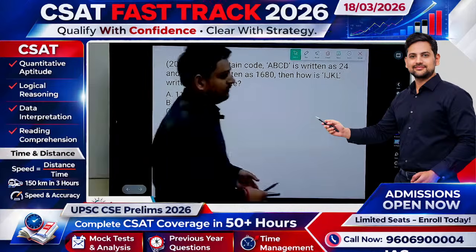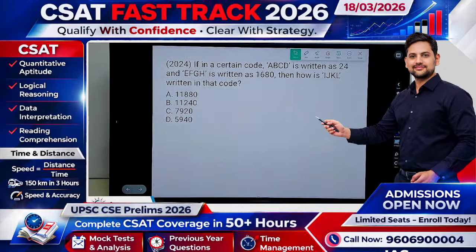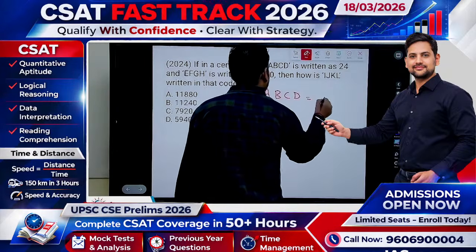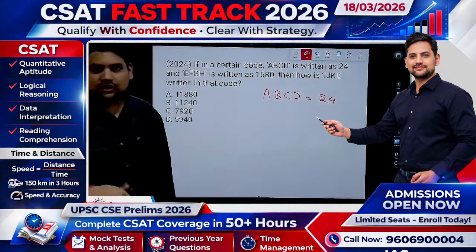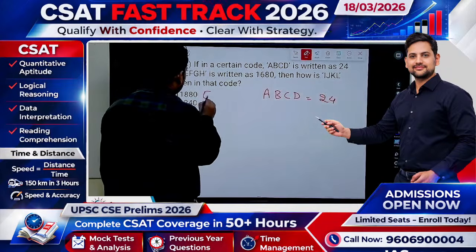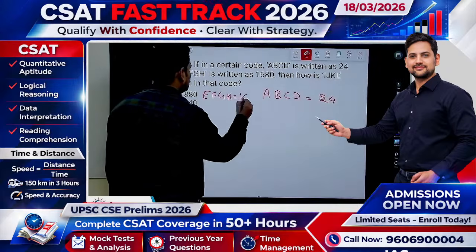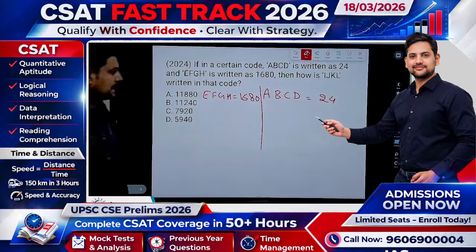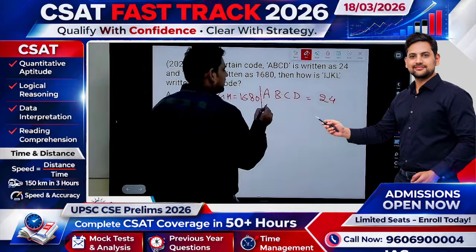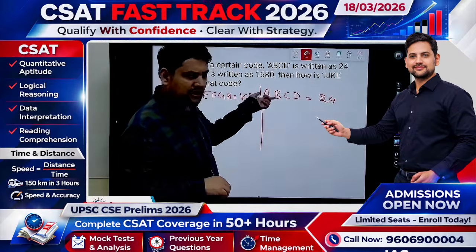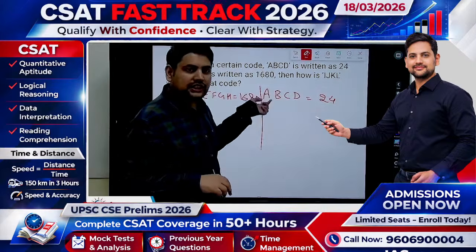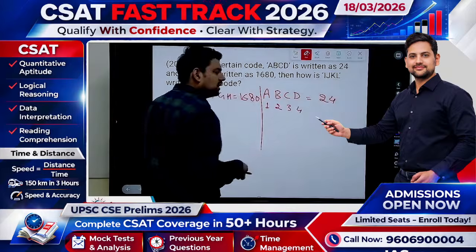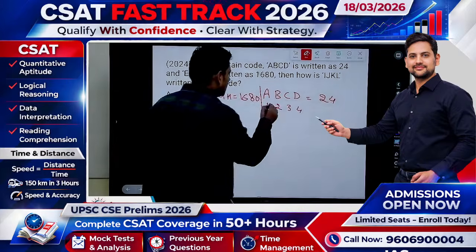C. C here. A, B, C, D is written as 24. Correct? Other one is what? E, F, G, H is written as 1680. See, if you are seeing nothing, first we have to write letters in their alphabetical numbers. So 1, 2, 3, 4. From 1, 2, 3, 4, how you can get 24? Just multiply them.